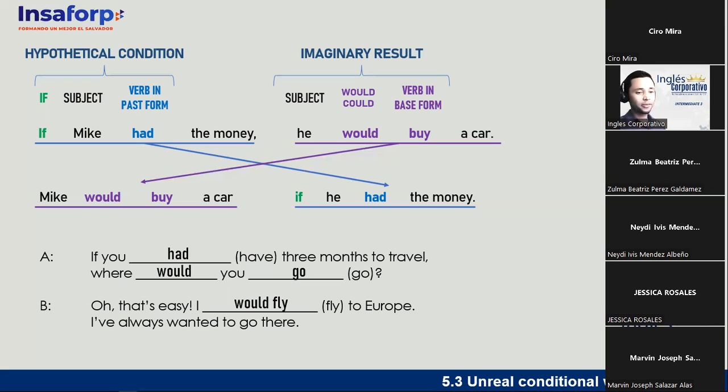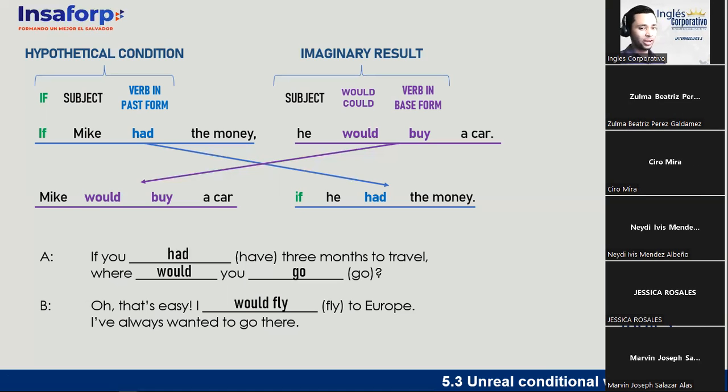That is correct. Very good. Okay. You say, oh, that's easy. I would fly to Europe. Volaría a Europa. I've always wanted to go there. Siempre he querido ir ahí. Okay, thank you very much, my two participants right here. We need to continue. Okay, that's the first one. We have 5 conversations, so that's conversation 1. Let's go for conversation 2.